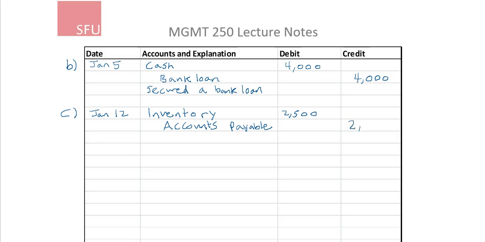Credit 2,500. And just make a brief description. Inventory purchase on account.